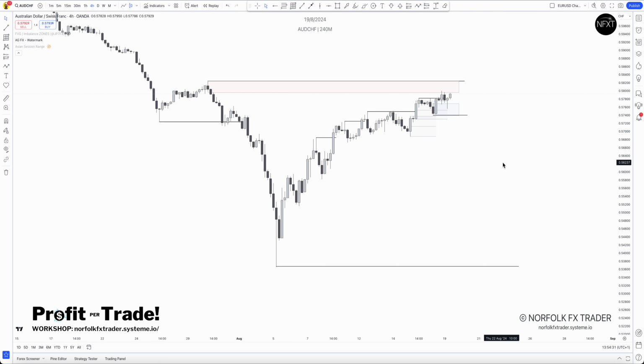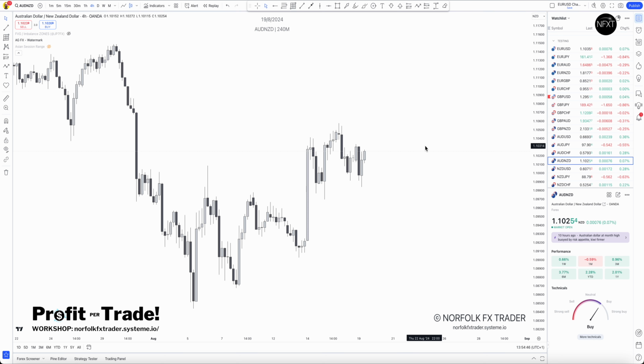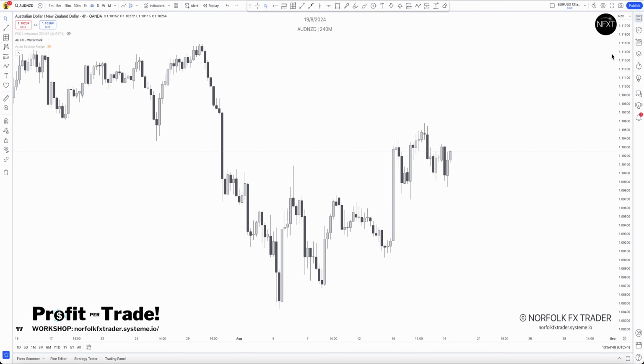Simple as that. No need to overcomplicate things. Keep your charts nice and clean. You don't even need as much as I've got on the charts, but obviously I'm trying to show you how to do it. So let's go over to the next pair, and that is going to be the Aussie New Zealand. Now it's not a pair I like myself that much, but let's have a look.